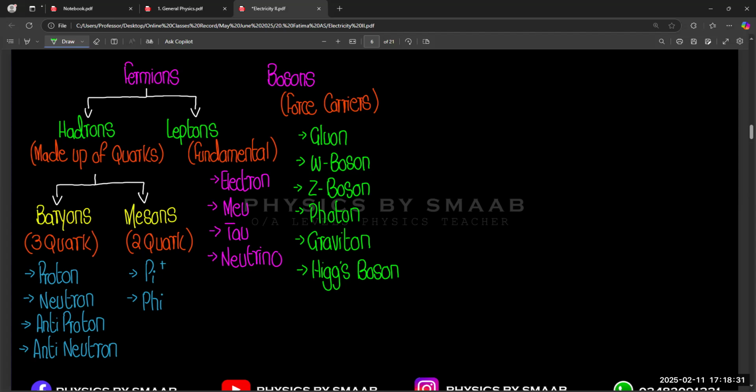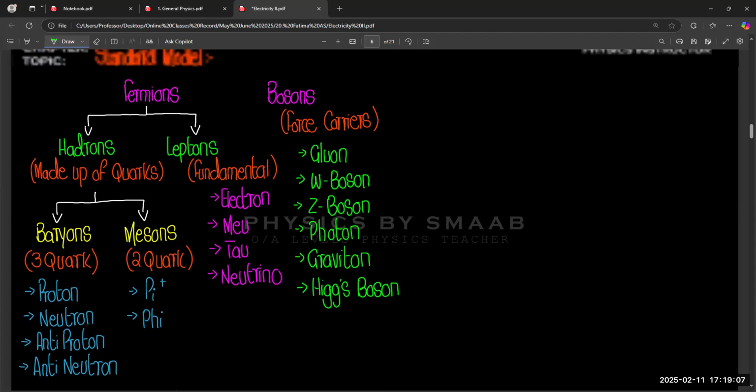So let's suppose we start with the fermions category. First of all, starting with the category of hadrons, because in hadrons we have the concept of quarks, and there are three quarks, two quarks, and they are making up proton, neutron, antiproton. So let's see how they are making up proton, neutron, etc.